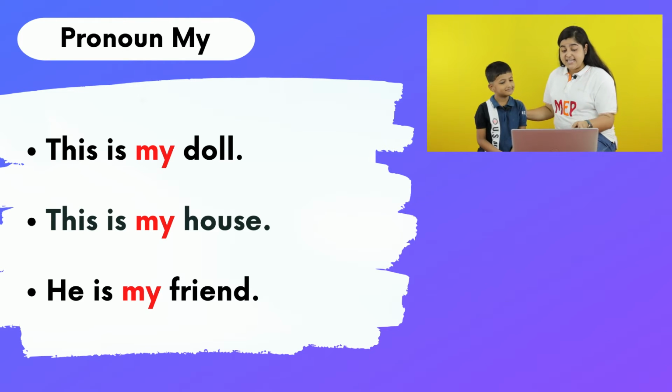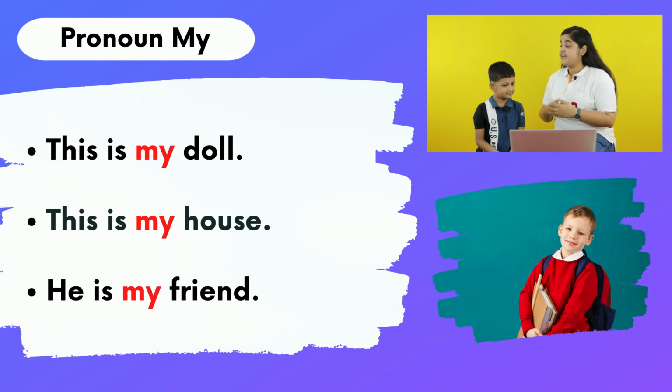So, Rudy, our last example of pronoun my is, he is my friend, which means I am the speaker and I am the first person because I am talking about myself only. And in this sentence, we have used the pronoun my because it tells us that the friend belongs to me. So, I hope you're very clear about what pronoun my is.